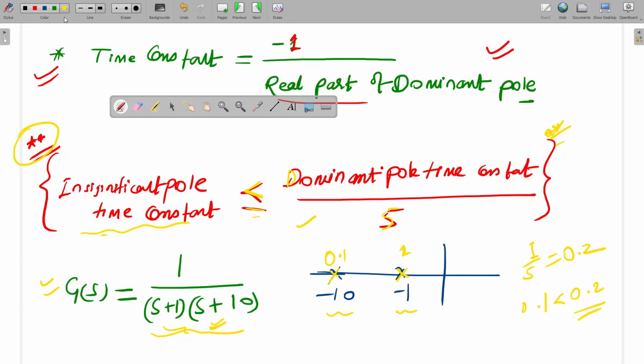Okay. So this is the dominant pole here, that is nearby the origin. And if I am doing 1 by 5, that is 0.2. And for this pole, this 0.1 value is less than 1 divided by 5, which is 0.2. So we can say that this pole is an insignificant pole and that can be neglected. Is it clear to all? So we can neglect some pole if it is insignificant, and we can get the simplified transfer function. Is it clear to all? So this we should remember.